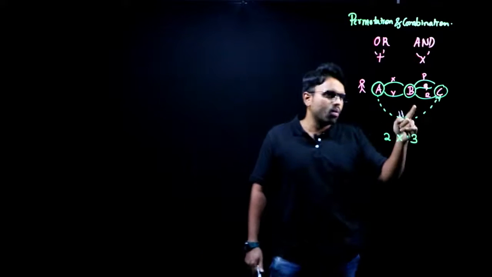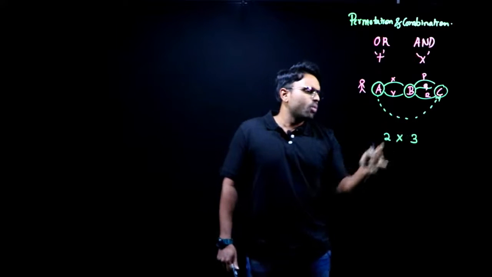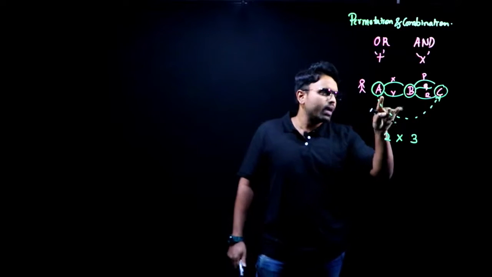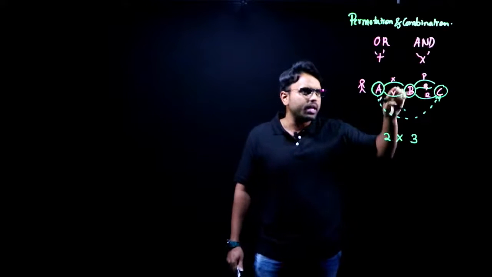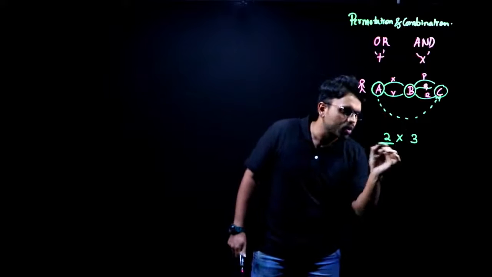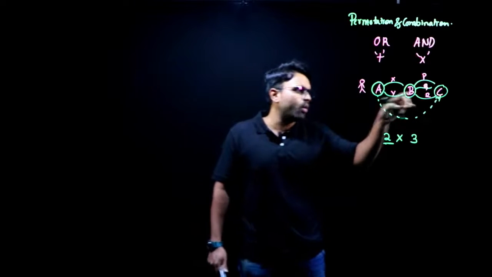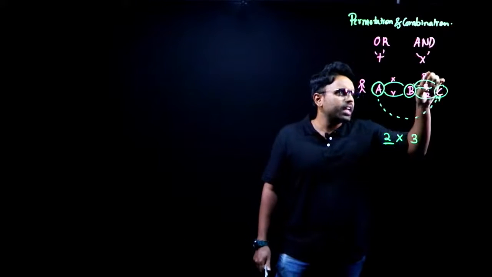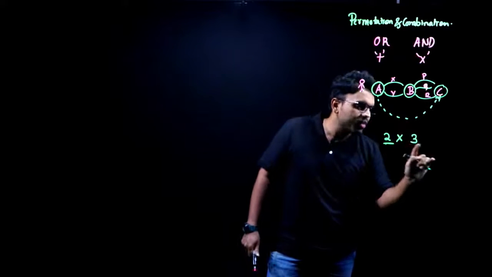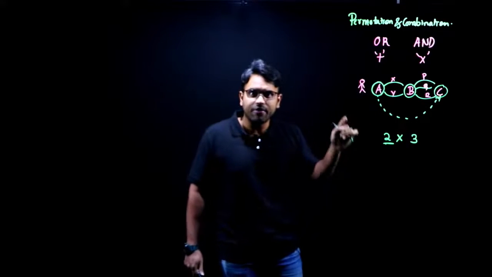Now listen, what did I do? The person had to travel all the way from A to C. While traveling from A to B, how many different ways can he take? He can either take X or Y, so I wrote a 2 here. Now, from B to C, he can take route P, route Q or route R. So he can go in three different ways.